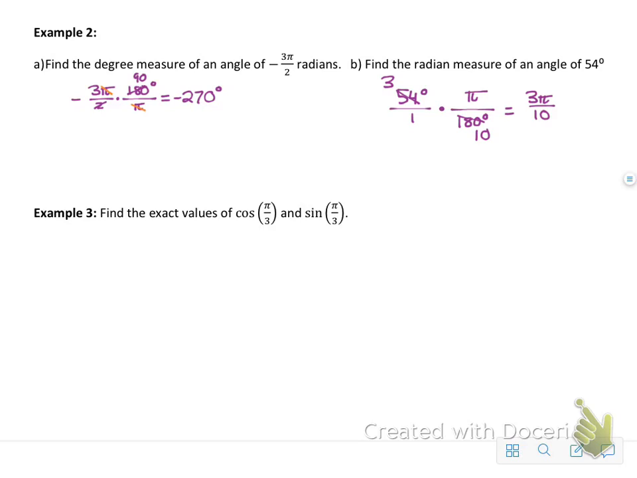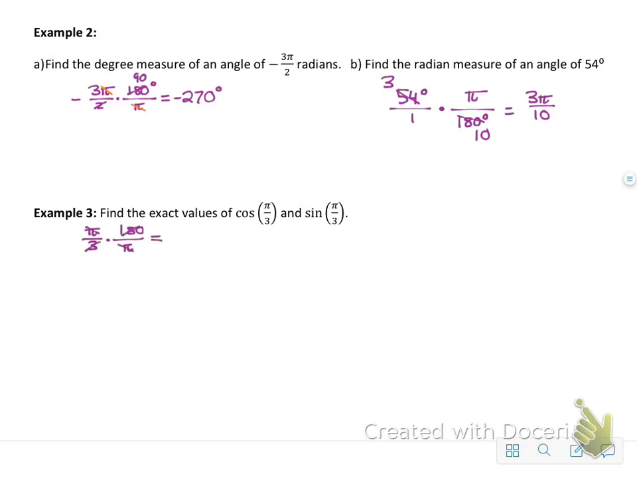Now, if I ask you to find the exact values of cosine of pi over 3 and sine of pi over 3, we end up doing what we did in chapter 13, section 2. But I haven't shown you how to do that, so we're going to take it and convert it to degrees. So if I have pi over 3, and I need to turn it into degrees, I'm going to put pi on the bottom and 180 on the top, which will cancel this.